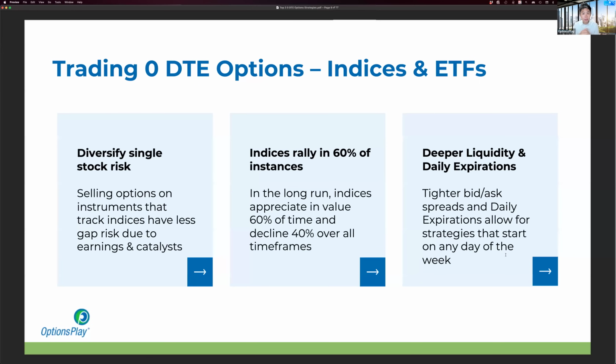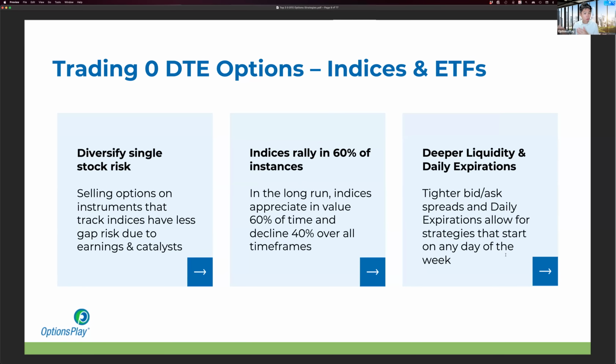First of all, indices and ETFs diversify away single stock risk. And this, generally speaking, is a positive for any option selling strategies because you avoid gap risk, you avoid any type of single stock risk. You're basically diversifying all of that away. You don't have earnings, you don't have catalysts, you don't have news-driven events that will drive a particular stock up 5 to 10% intraday. You just don't get that in indices. As an option seller, that's favorable.